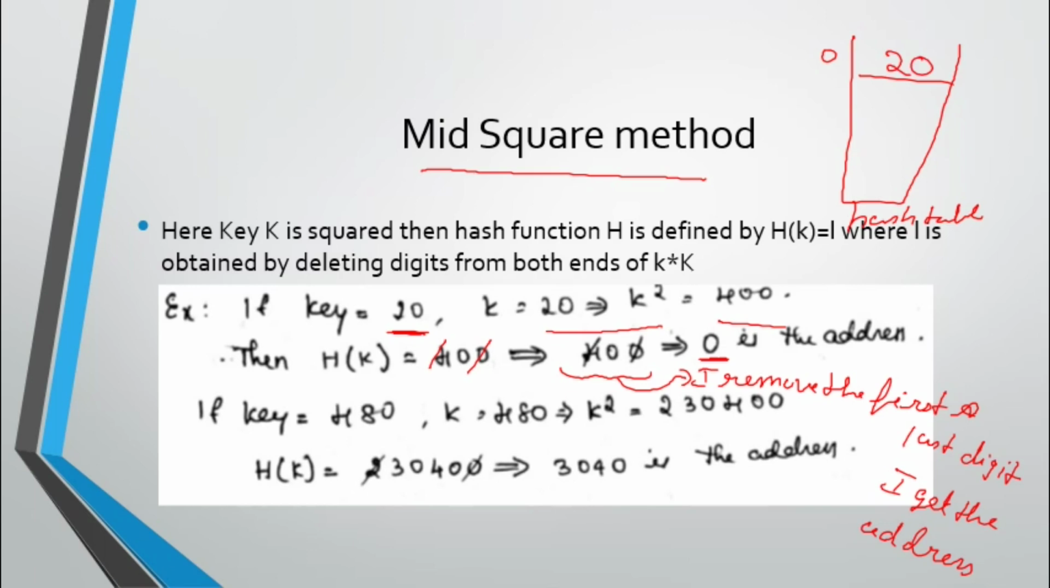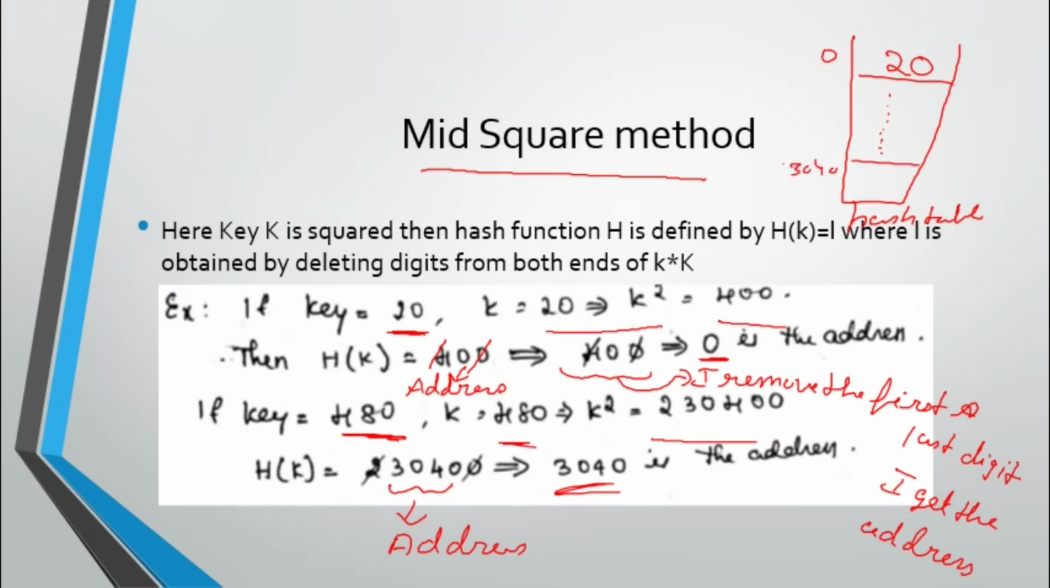Next, say the key is 480, a very big key. I square it and get 2,30,400. Here also I do the same, because in the mid square method you square the key, and later remove the first and last digit. So I get the address 3040. Say this hash table is big, and this is the address 3040.